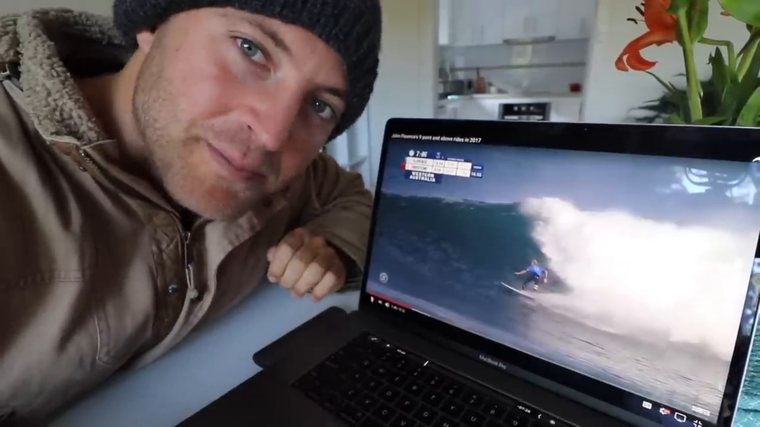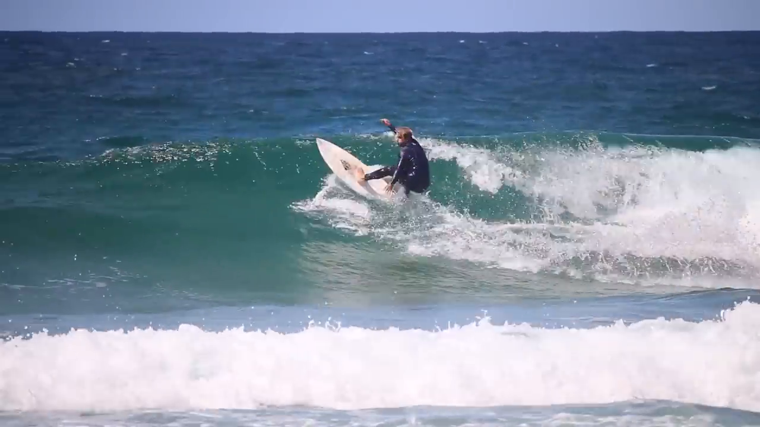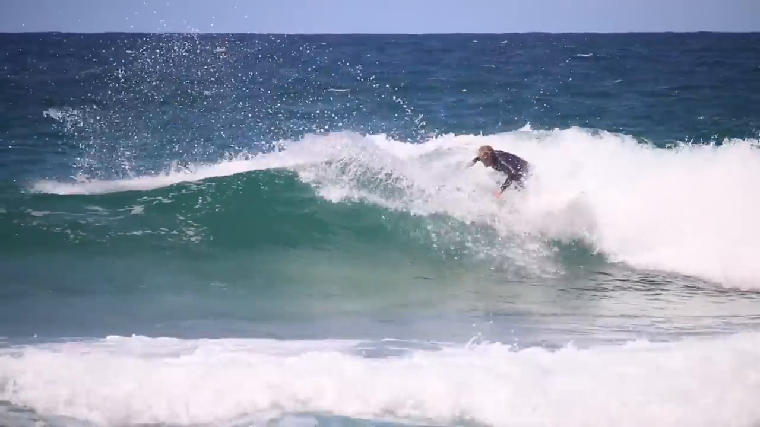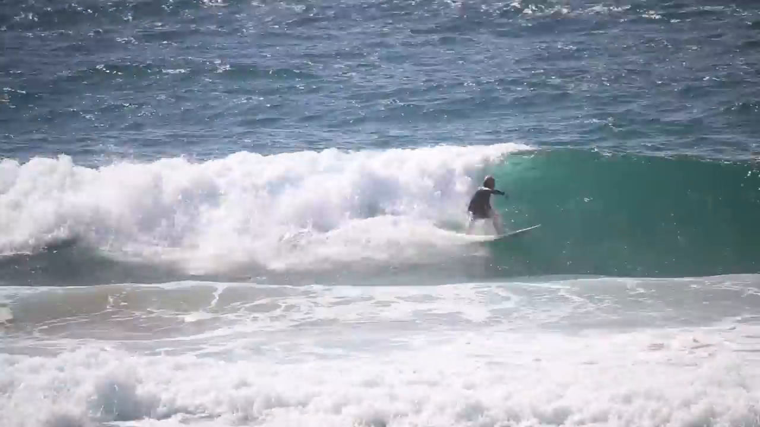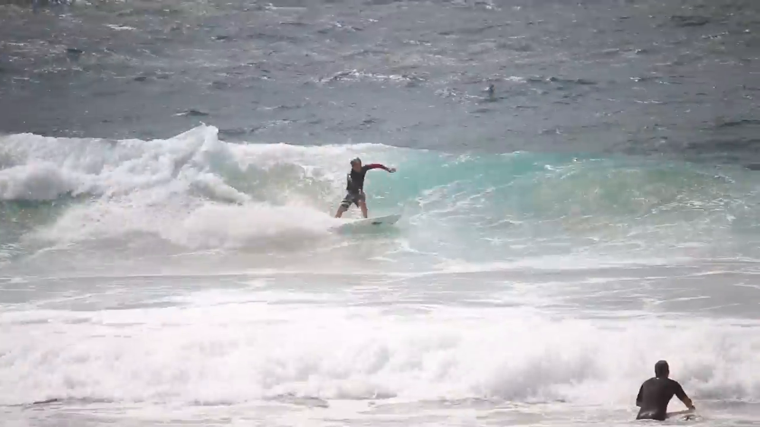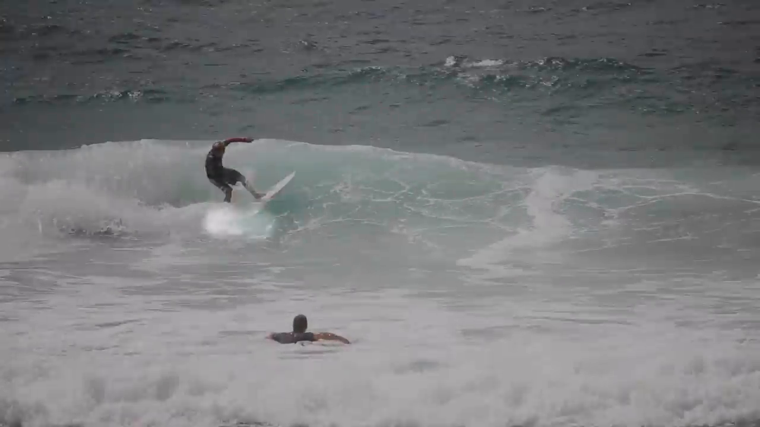Okay, back to the video. Let's have a look at a backside rail manoeuvre. The same principles apply, however, the surfer leans onto his heels first.